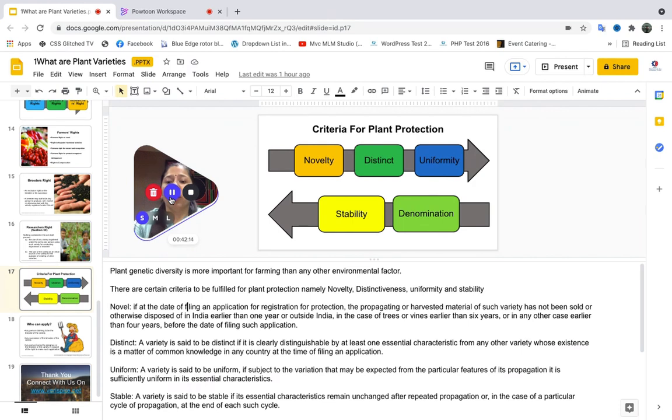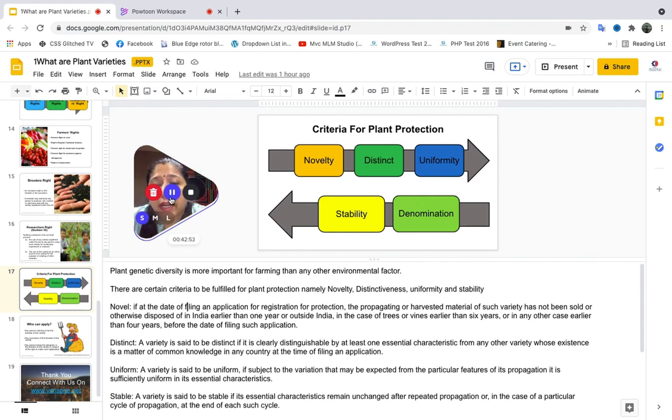Now the third one is uniformity. A variety is said to be uniform if there is no variation in that particular character from generation to generation. Let's say the essential character is the vitamin content in a maize variety, but as we grow that maize plant, the content of vitamin diminishes. So it is not uniform. It is not stable from generation to generation. It needs to be the same as the one which I had registered.